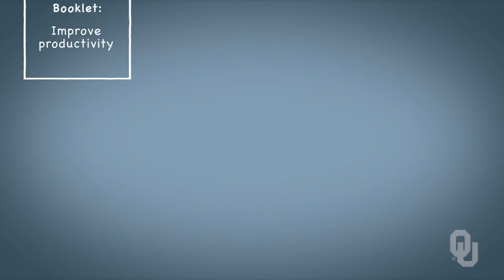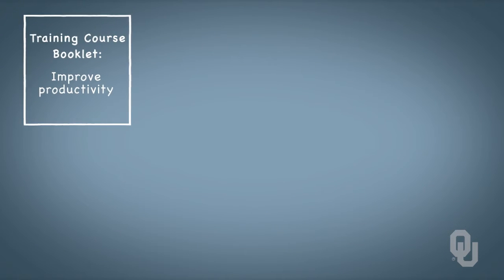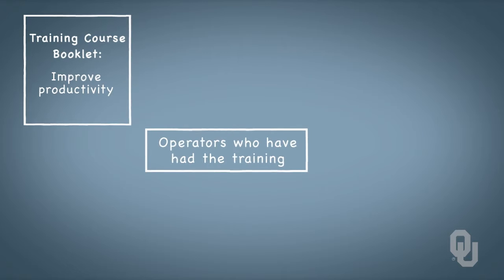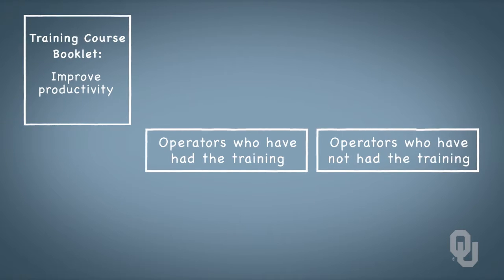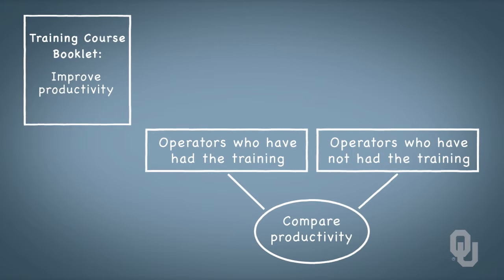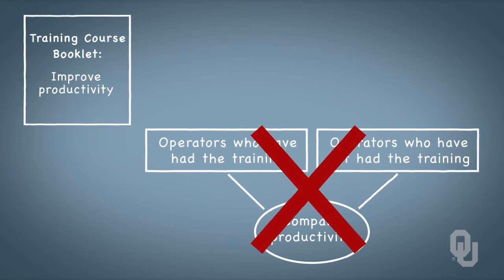We might want to determine if a training course improves the productivity of operators that work on a factory floor. Now, we could collect a sample of operators who have had the training and measure their productivity, and we could collect a sample of operators who haven't had the training and measure their productivity. Then we could compare their means of productivity with the techniques that we've already talked about. But that's not the most effective way to address the specific effect of the training course.